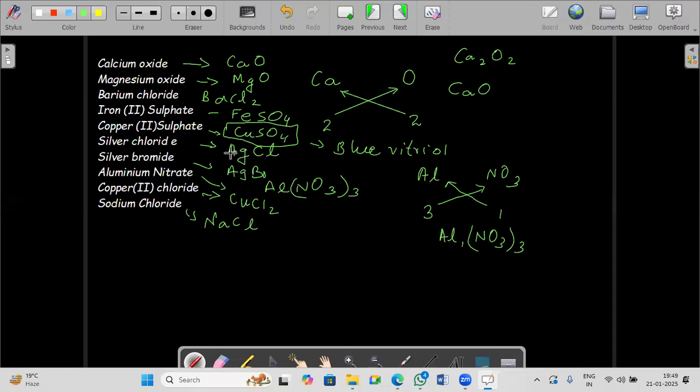Silver chloride and silver bromide are the salts which are used in photography. So if you are asked which chemical is used in photography, it is silver bromide and silver chloride. Okay. Any doubt to anyone?